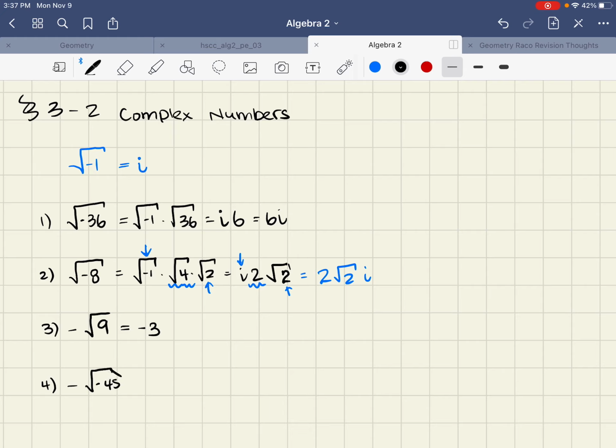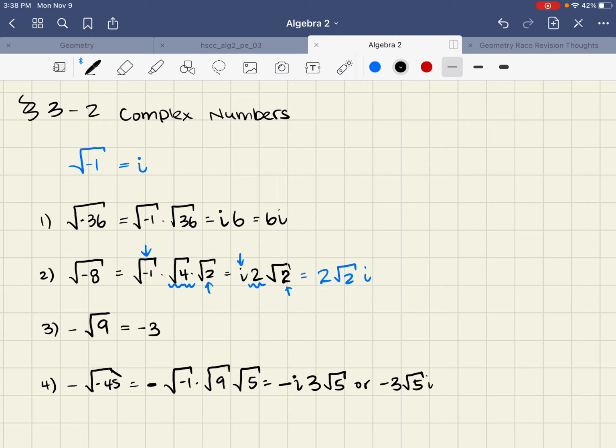All right, so on this one right here, what happens if you have that? Well, this is negative on the outside, and then we have the square root of negative 1 times the square root of 9, because 45 is 9 times 5, and the square root of 5. And this would give us negative i, because of the negative sign in the front, 3 square root 5. I would rather you write it as negative 3 square root 5 i. That's just the standard form of writing those types of numbers.